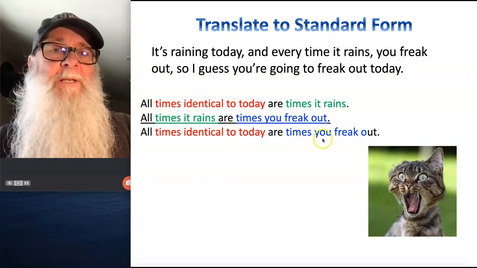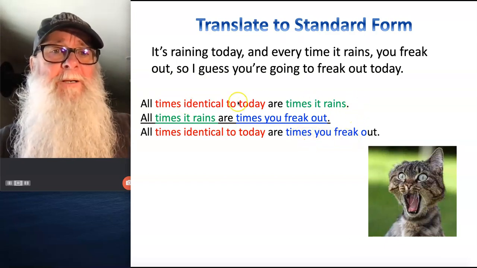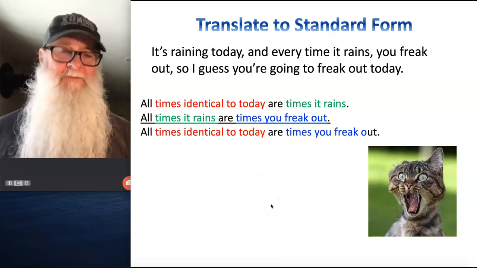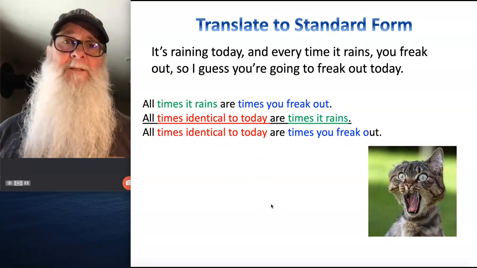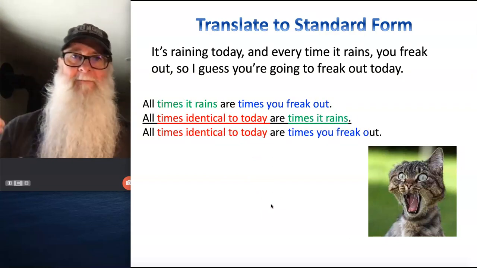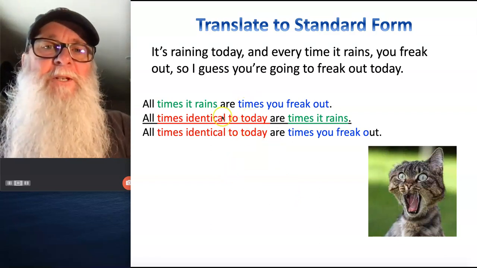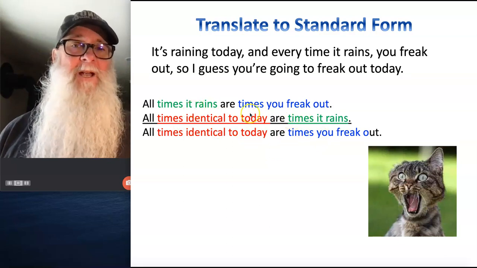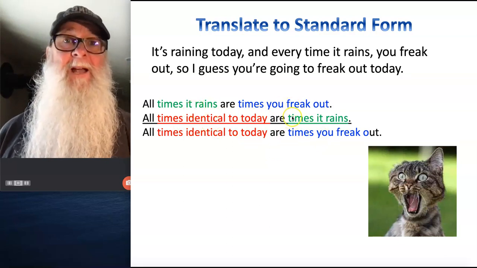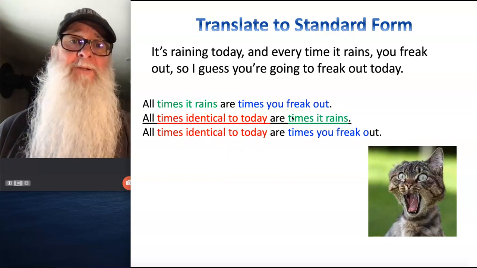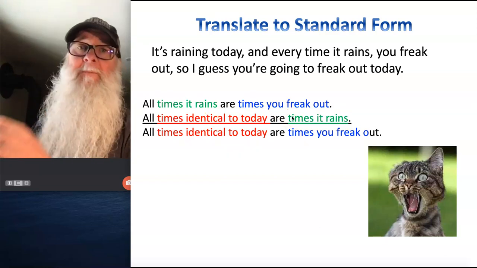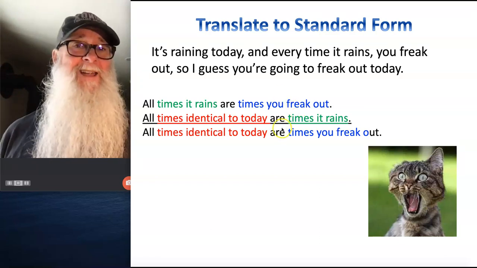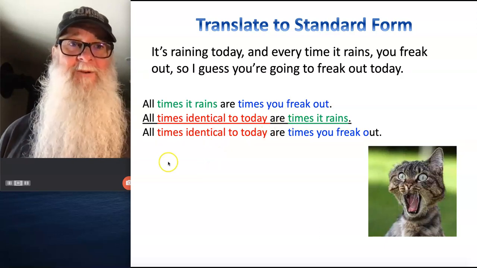And I see that my major term here, the predicate of the conclusion, needs to appear up here in the first premise, and it's not. It's in the second, so fail number 2. So before I can really do much of anything, I've got to get my premises reordered, and that's easy. I just flip them. Okay, so now I can see all of my terms are where they are supposed to be, and I can see that I have 3 terms, times it rains, times identical to today, and times you freak out, that appear the exact same way 2 times each, and they're all referring to the same thing each time they appear. All of my premises are in the right order, so I have a standard form categorical syllogism.